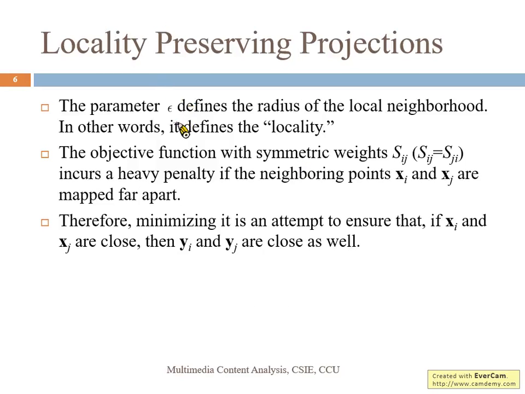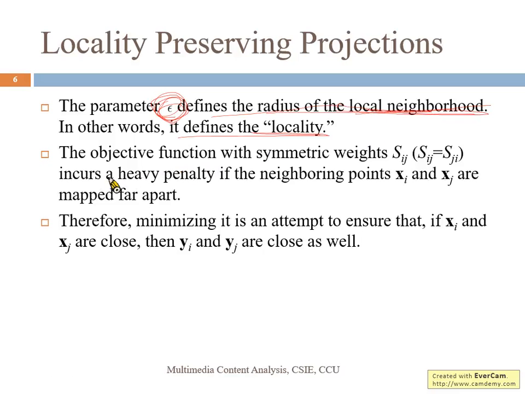The parameter epsilon defines the radius of the local neighborhood. In other words, it defines the locality. Remember that in the previous formulation, when the distance between data samples is smaller than epsilon, we will have a similarity value larger than 0. Otherwise, the similarity value is set as 0.